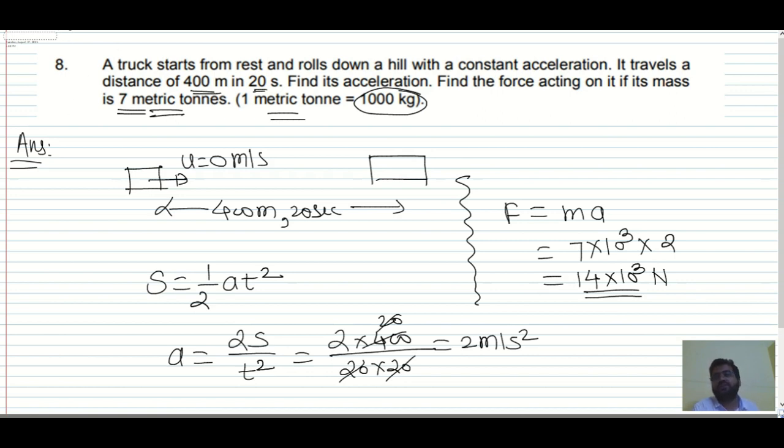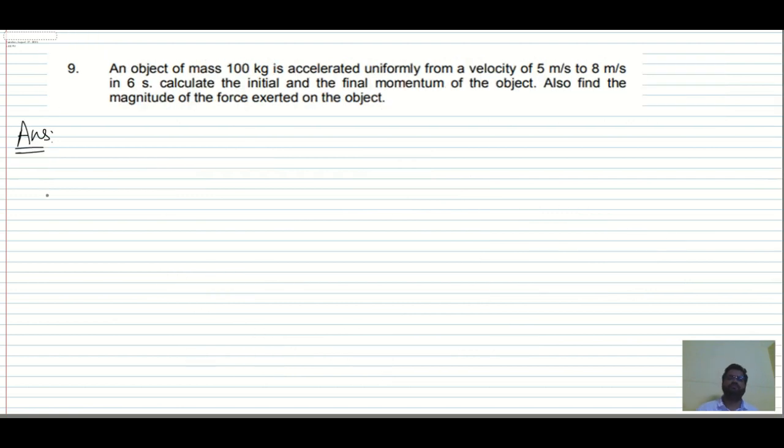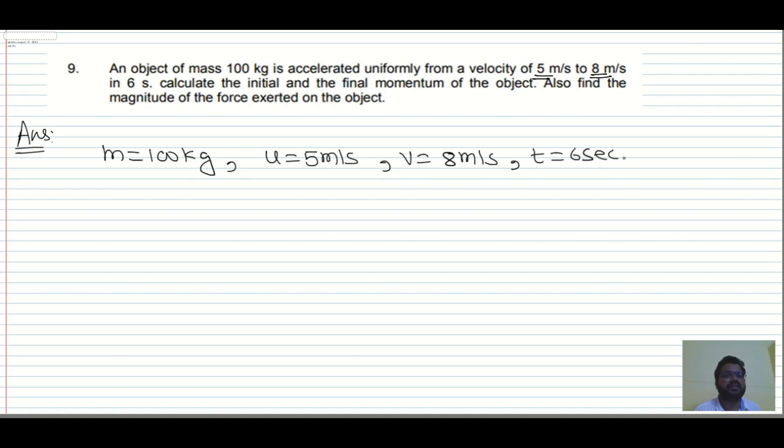Okay, so the next problem. Now this is the ninth problem, and in this it is given an object of mass 100 kg is accelerated uniformly from velocity 5 meter per second to 8 meter per second in 6 seconds. So mass is given, that is 100 kg, and it is accelerated uniformly from initial velocity 5 meter per second to final velocity 8 meter per second in time t equal to 6 seconds.